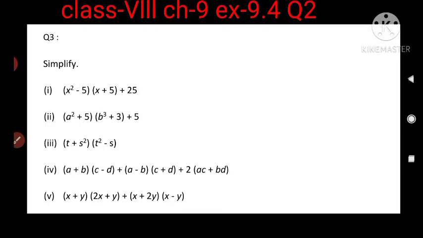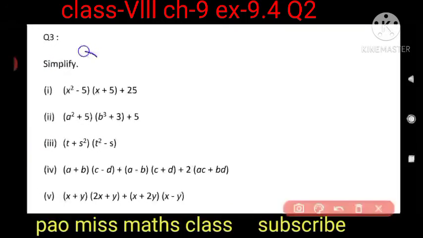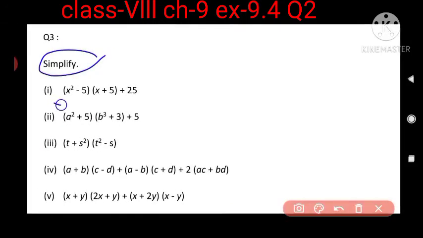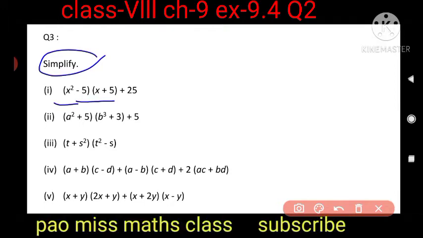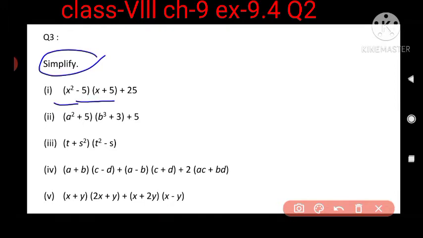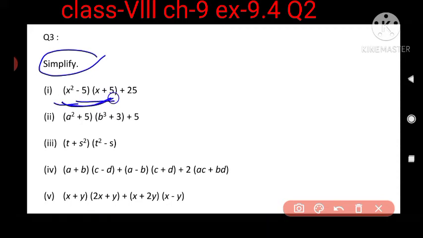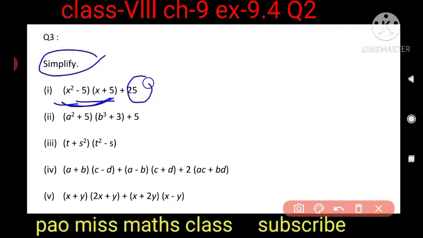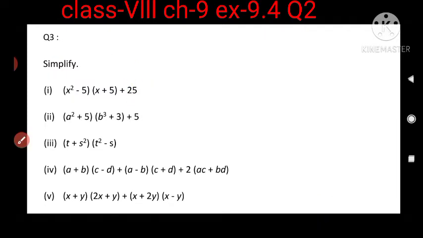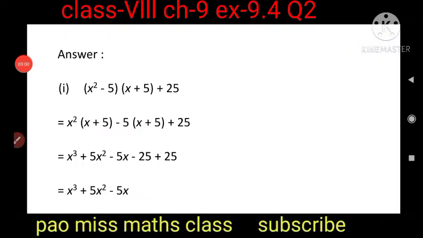Now question number 3. First is given: simplify means what? We have to solve them, isn't it? Simplify: x square minus 5 multiplied with x plus 5, then plus 25. Now 25 is a constant, isn't it? And these 2 are 2 binomials. So first we have to solve these 2 binomials, then we will add 25. So you can see the solution here.